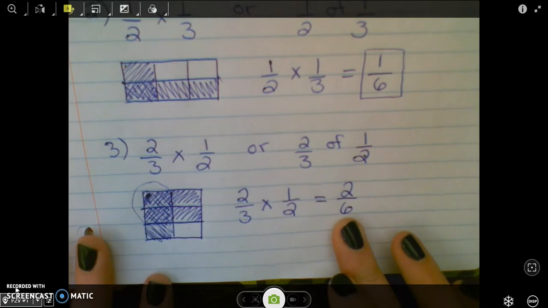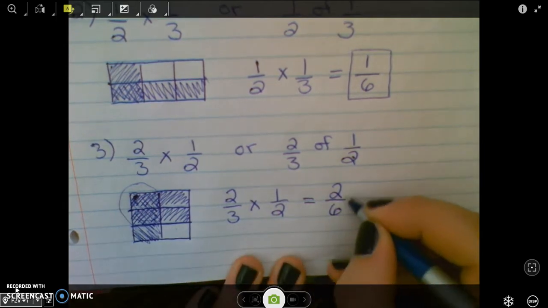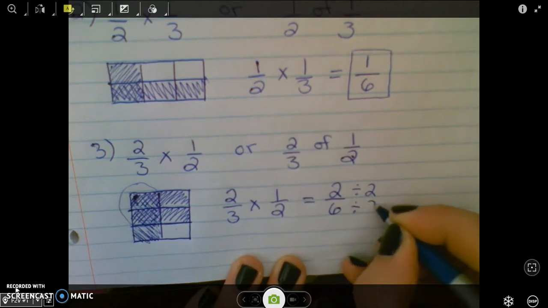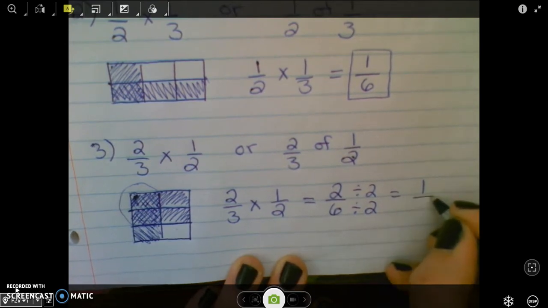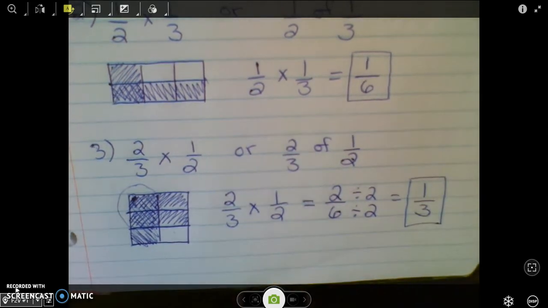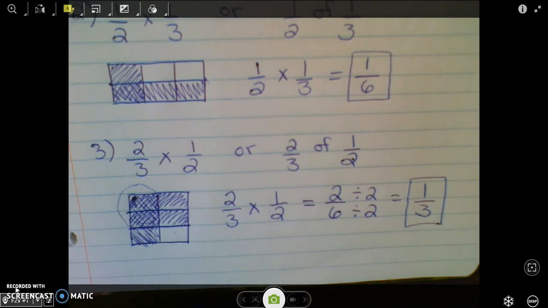Now, the only thing that I have to worry about here is this is not simplified. We talked about that already a little bit. Since these are both even numbers, I could divide both numbers by 2. So 2 divided by 2 would give me 1, and 6 divided by 2 would give me 3. And so my final answer here would be 1/3. So I could conclude from this that 2/3 times 1/2 is equal to 1/3. I used that model to help me draw the picture so I could come across my answer. I just had to simplify it after I used the model to help me arrive at that answer.